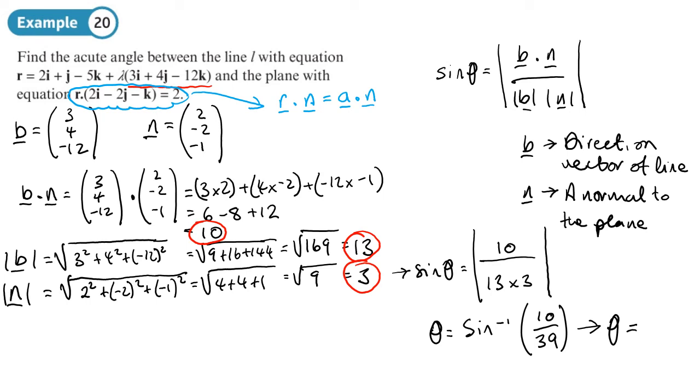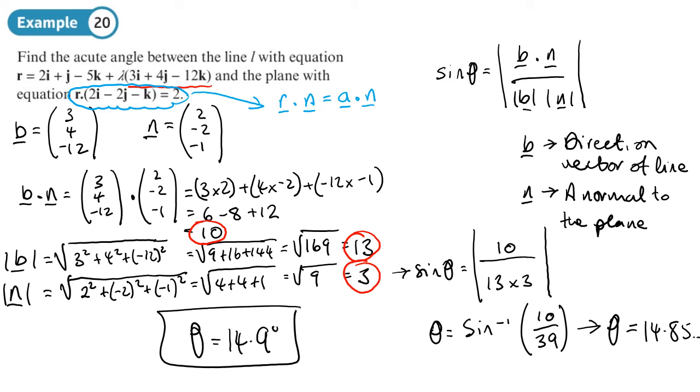It doesn't say how many decimal places, so I wonder if we get a nice number or not. 10 divided by 39. Okay, so yeah, we're going to have to round this because we get 14.857, and it carries on. 3 significant figures, so theta equals 14.9 degrees. So remember, if nothing is specified, we round to 3 significant figures.